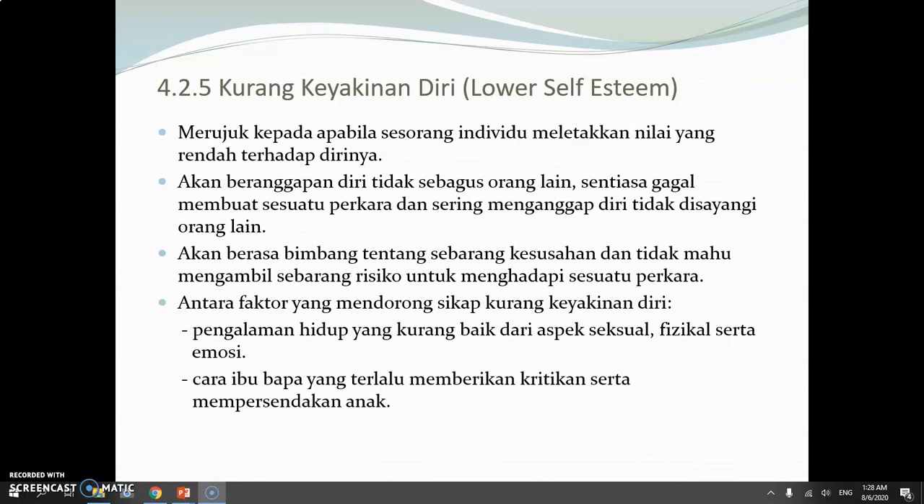Dan akan beranggapan dirinya mereka tidak sebagus dengan orang lain. They always feel they are very low compared to any other person in the class or whatever. Dan akan menjadi satu masalah kepada dirinya apabila dia dapat melihat bahawa kelemahan dirinya sendiri. So that will be the problem.